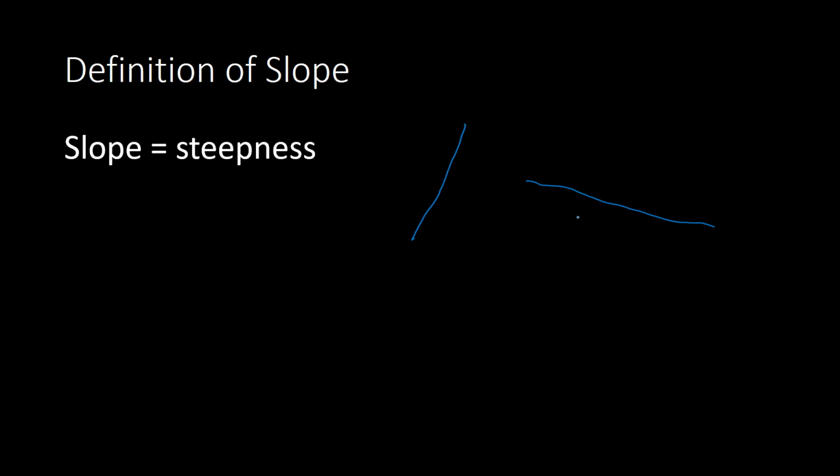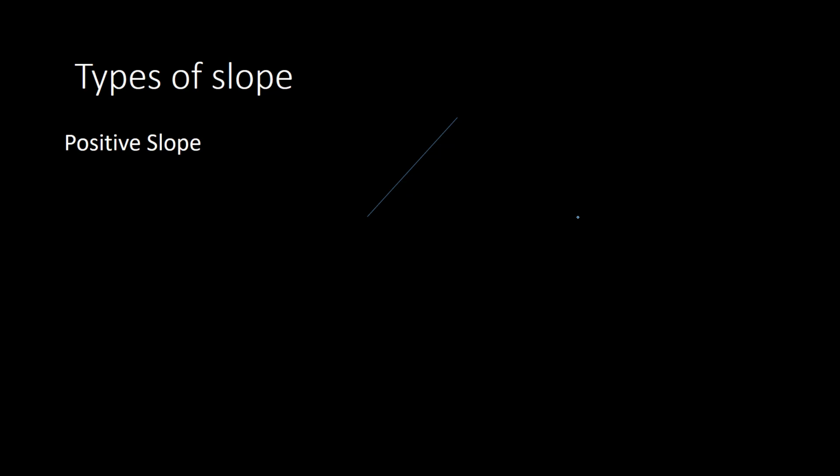Now there's different types of slope that we're going to deal with. We first have positive slope, which would be a line that looks like this. Okay, so a line going up in that direction is going to be positive slope. Negative slope would be going down in this other direction. So that'd be negative slope.